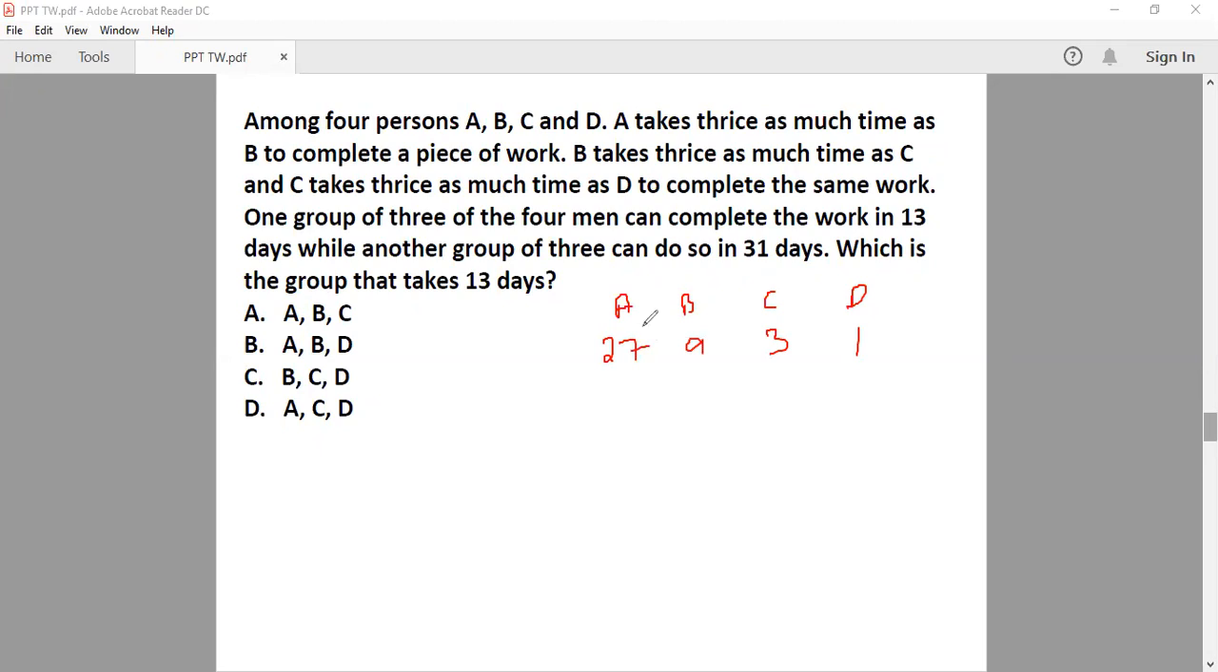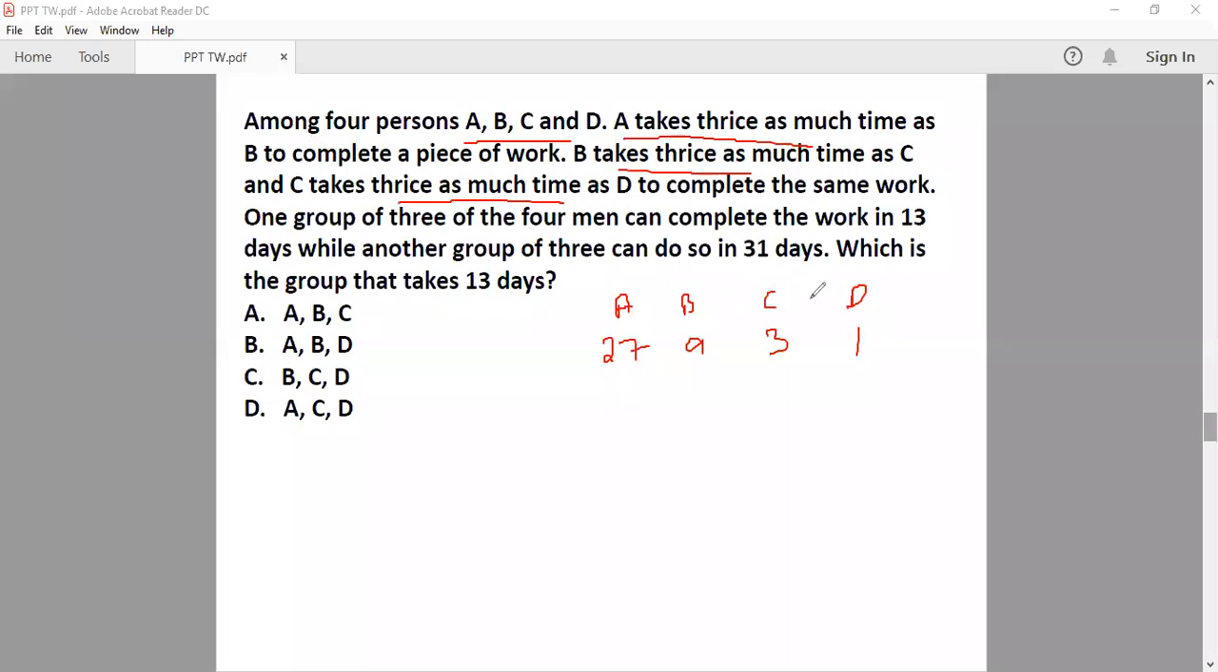Okay, see, we are given that there are 4 persons A, B, C and D. A takes thrice as much time as B. B takes thrice as much time as C. C takes thrice as much time as D. Now I have been given these equations, right?